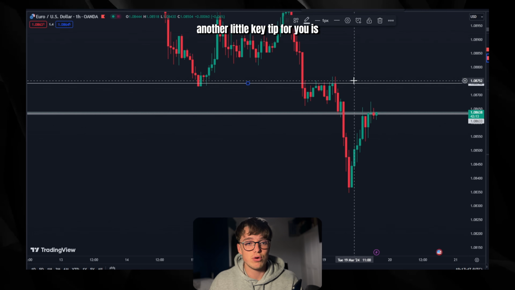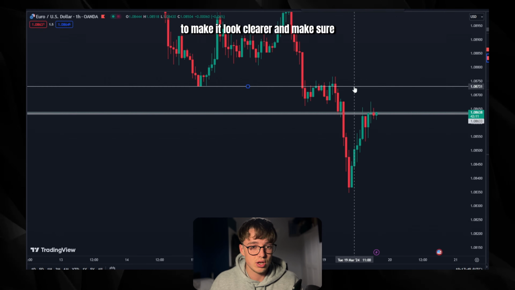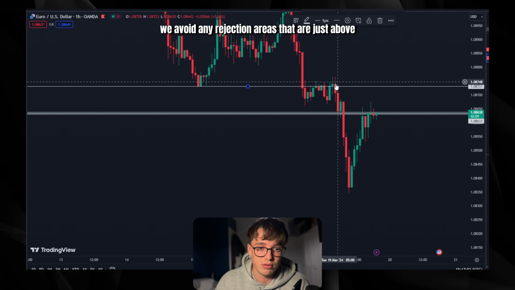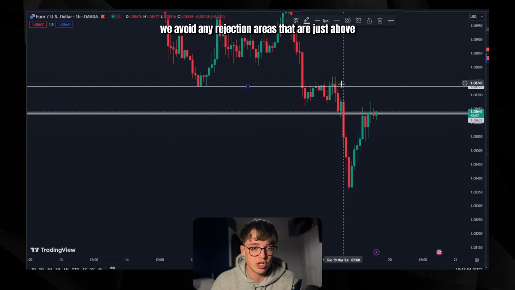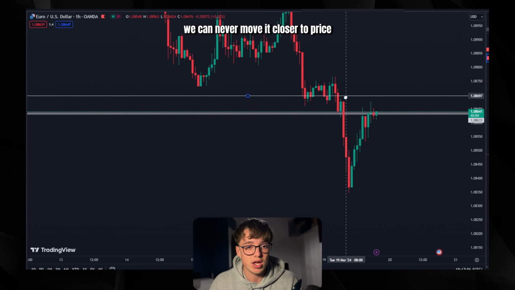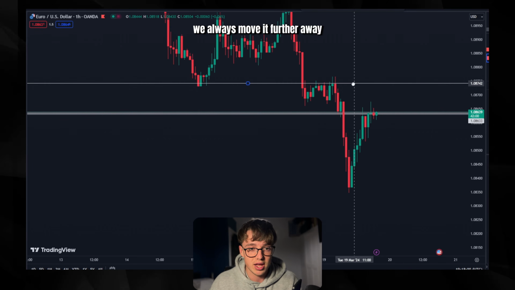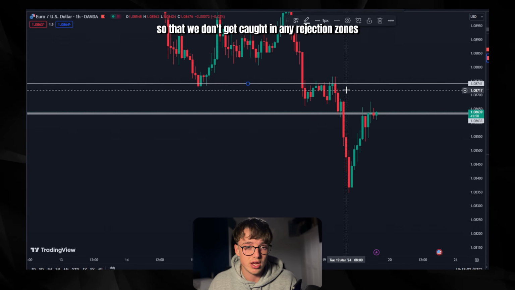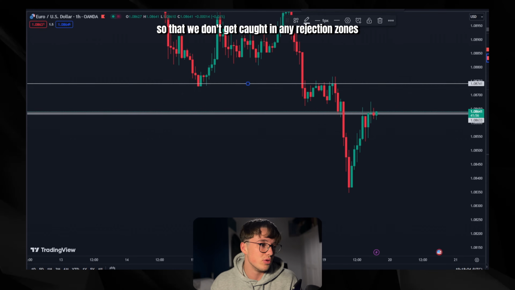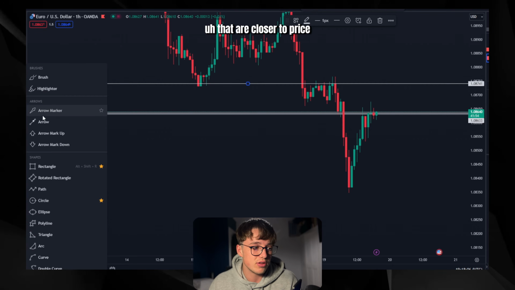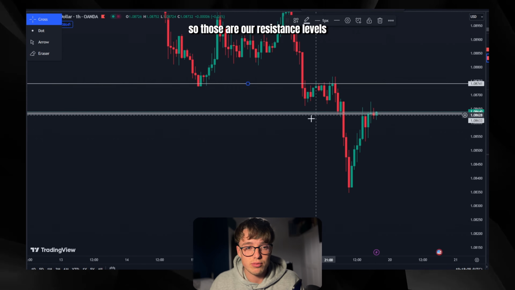Another little key tip for you is when you are moving your levels to make it look clearer and make sure we avoid any rejection areas that are just above, we can never move it closer to price. We never move the levels closer to price, we always move it further away. And that's just to be safer so that we don't get caught in any rejection zones that are closer to price. Hopefully that makes sense to you guys. So those are our resistance levels.